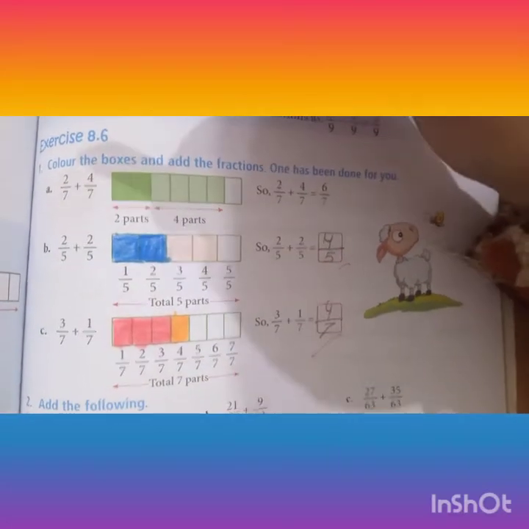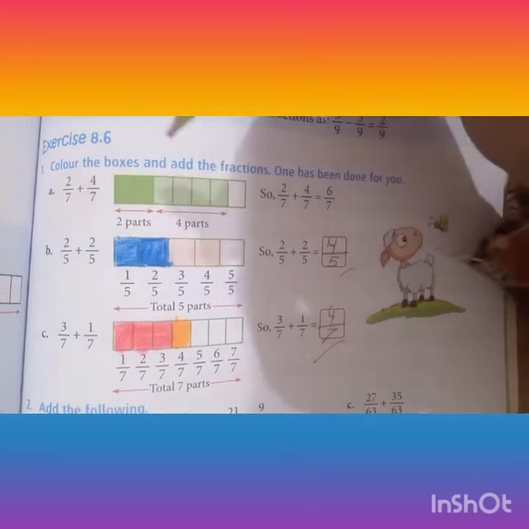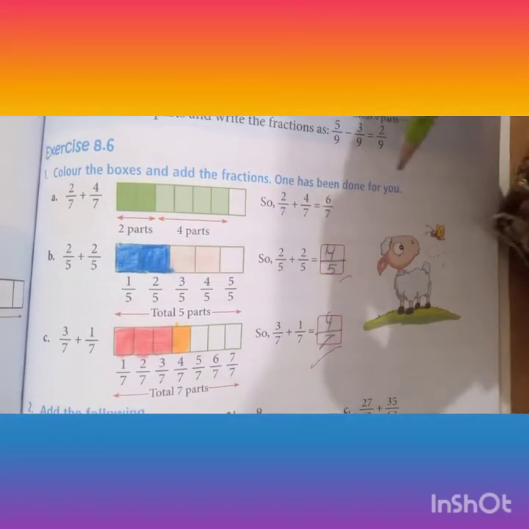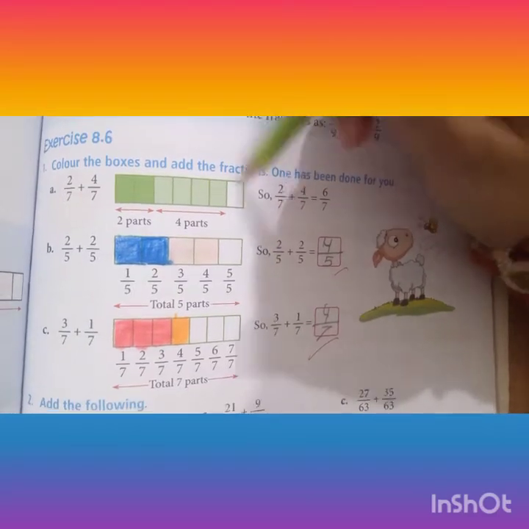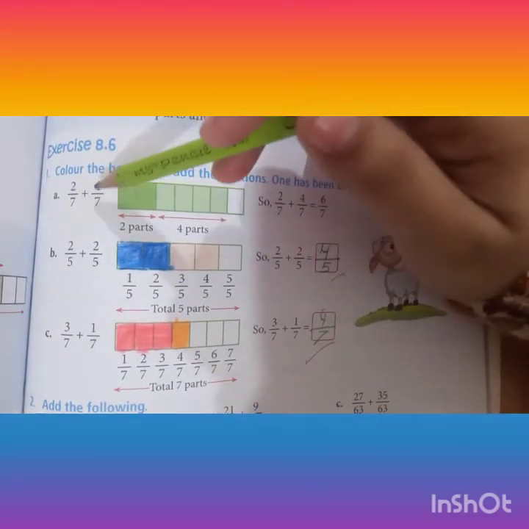Okay, move on. Exercise 8.6. Question number 1 is color the boxes and add the fractions. One has been done for you. One fraction has been done. 2 upon 7 plus 4 upon 7.